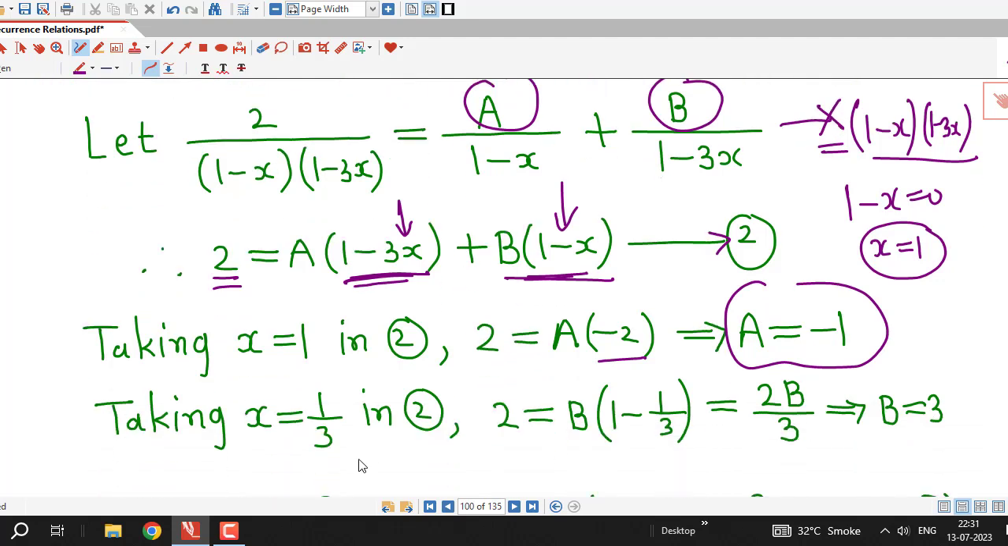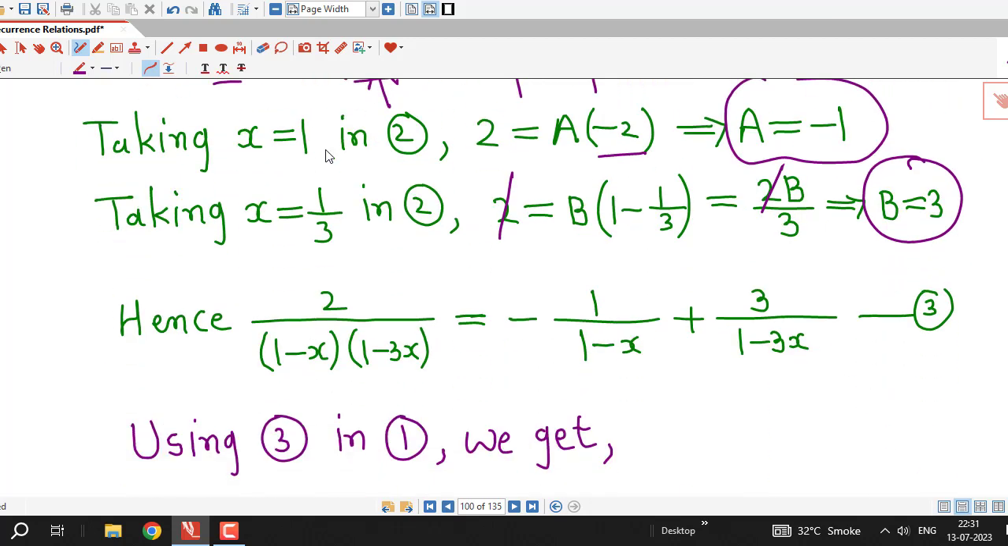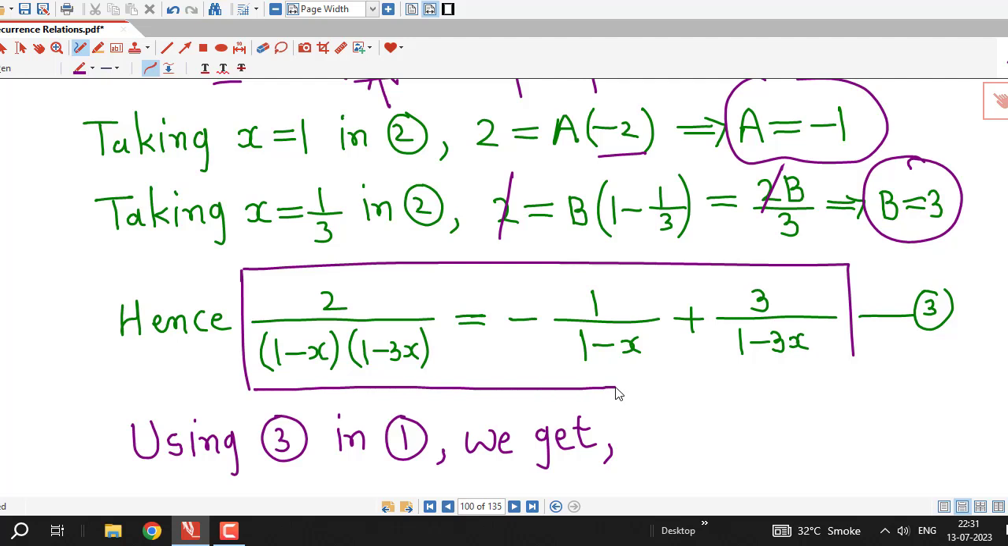Then I have taken x equal to 1 by 3 in this number 2, and for x equal to 1 by 3 this is going to be 0, and we are left with 2 equal to B times 1 minus 1 by 3, and this is 2 by 3, that is equal to 2B divided by 3. These two will get cancelled and we have B equal to 3. That we substitute here, and we are able to write this function as a sum of two partial fractions.